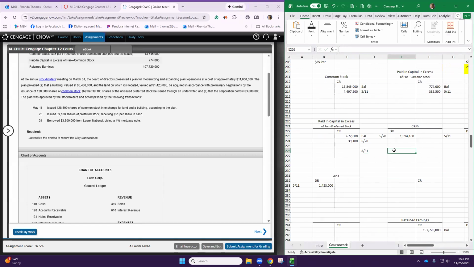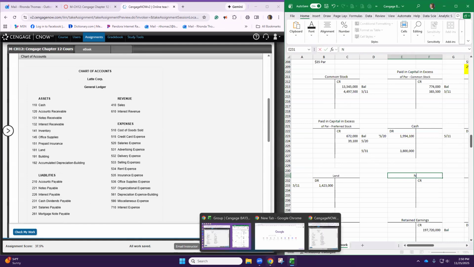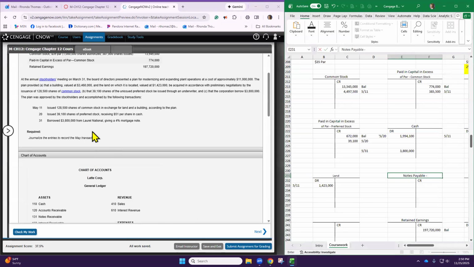So you just put in the amount we're borrowing, 3,800,000. Okay, and then we'll do a note payable, mortgage note payable. Let's see what they have. Notes payable. I am going to put notes payable, and I'm going to put who it's with, because that is the Laurel National. So we know Laurel National.